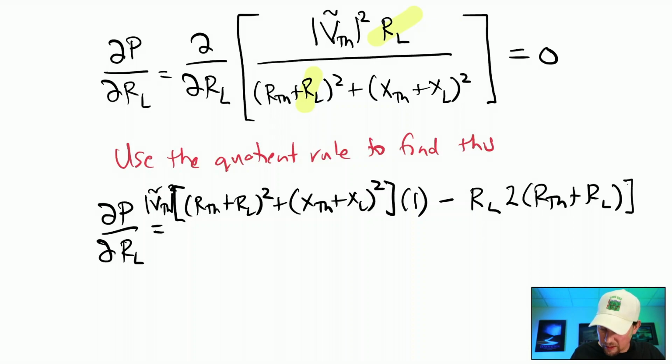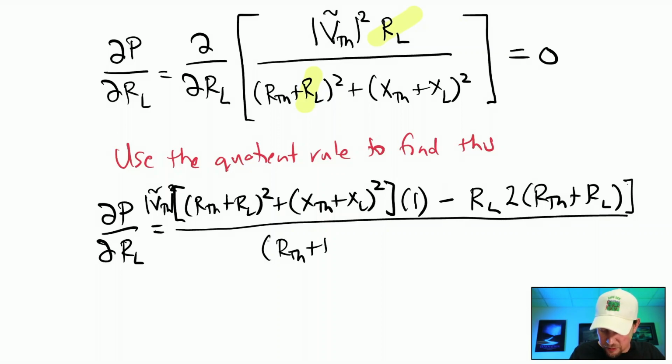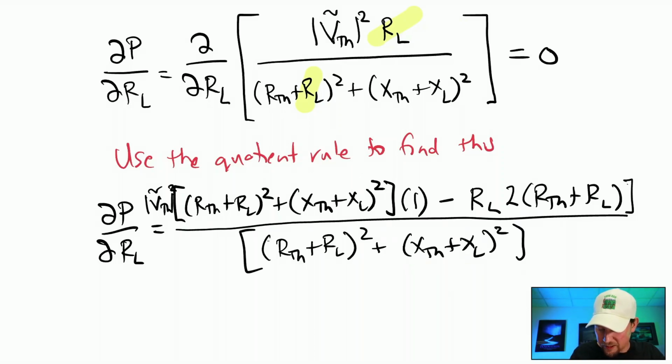divided by low squared, which is the denominator squared. So R Thevenin plus R load, squared, plus X Thevenin plus X load, quantity squared, and this whole thing is squared like this. And then we're going to set this equal to 0. It's a horrendous calculus problem, something you really need to take care and work through. But something's going to be rather nice.